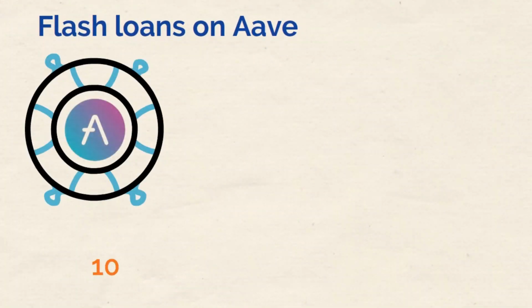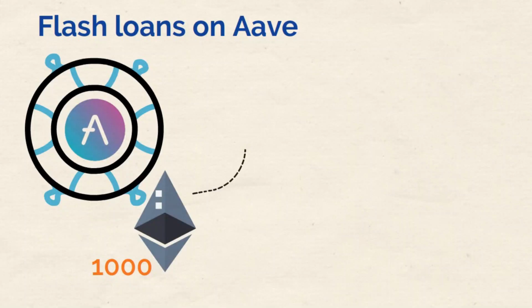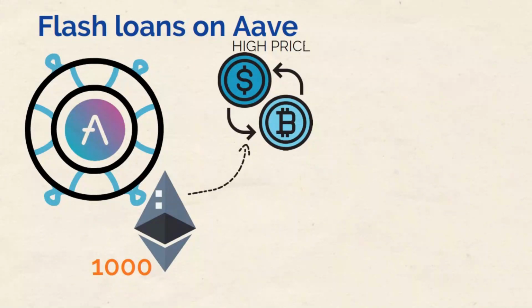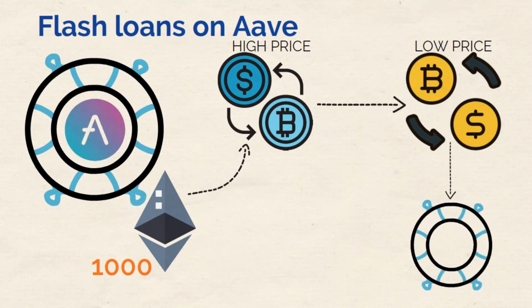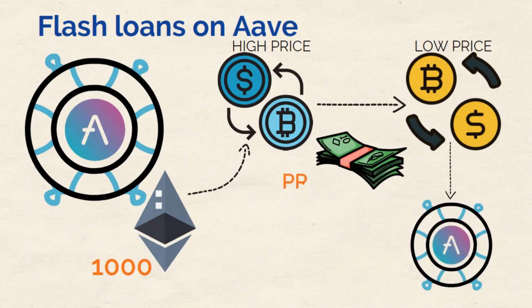So using the flash loan system, you could borrow 1,000 Ethereum tokens from Aave and sell them on the exchange with a higher price. Then you could use the money to buy another 1,000 Ethereum tokens from the exchange with a lower price before returning your loan to Aave. The difference in prices would be yours as profit, all within just a few seconds.